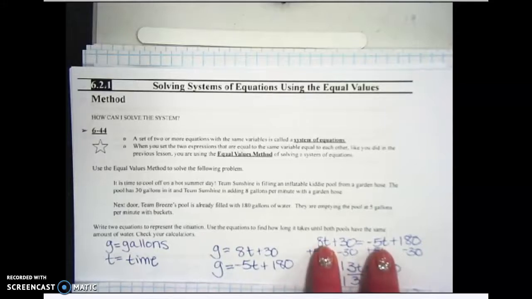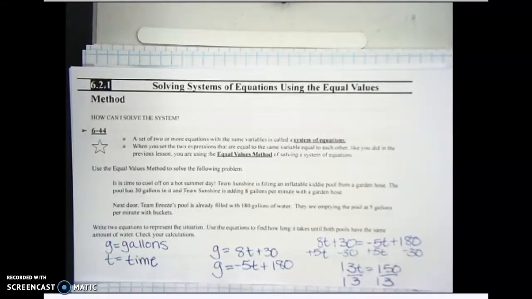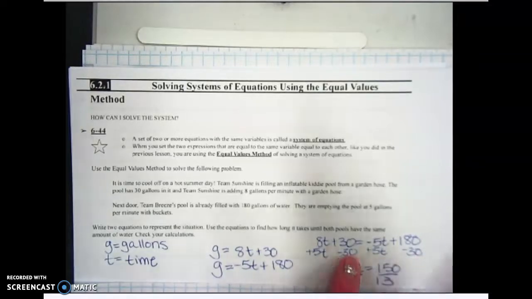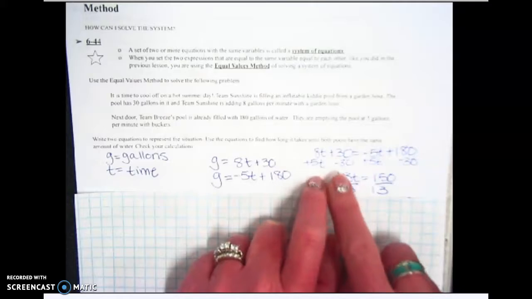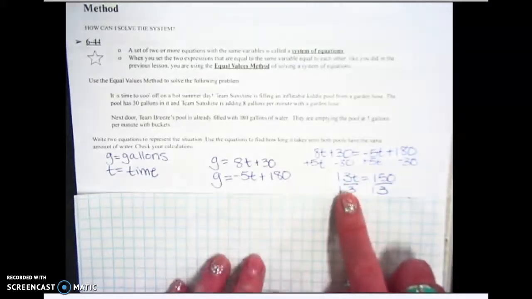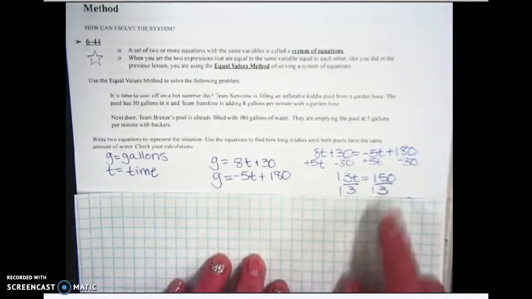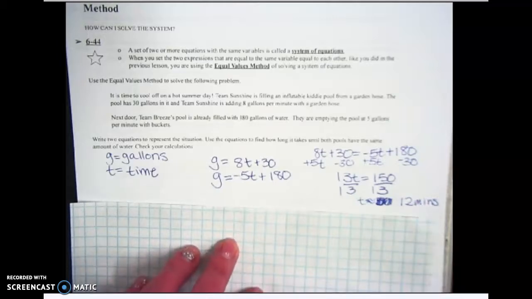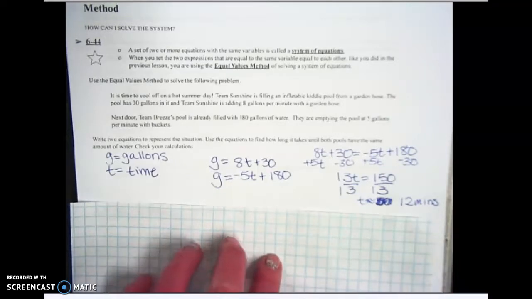So we have 8t plus 30, set equal to -5t plus 180, and then we're going to solve for the variable t. Since there are t's on both sides, we add 5t to both sides. Since we want to get the variable by itself, we're going to subtract 30 from both sides. And then when we divide by 13, we get roughly 12 minutes. At about 12 minutes into this scenario, they're going to have the same amount of water in their kiddie pool. Okay?